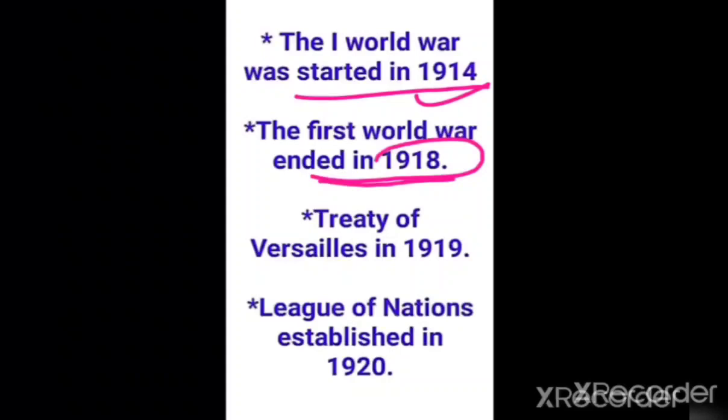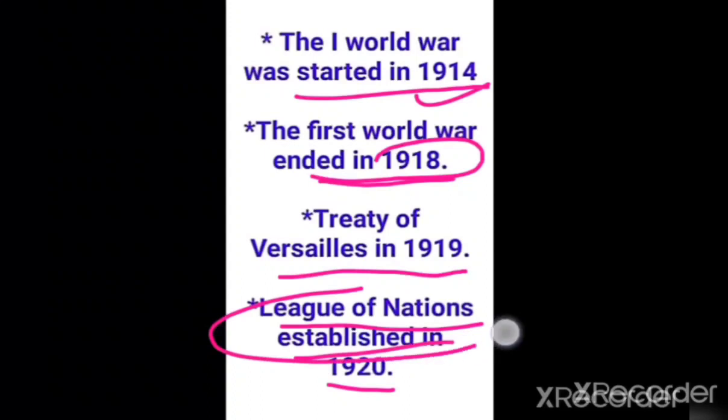At the end of the war, they signed the Treaty of Versailles. Which year was it signed? 1919. It was a humiliating treaty for Germany, because Germany was humiliated by the treaty's provisions. Next, at the end of the war, in order to establish peace and security in the world, the European nations joined together and established the League of Nations.